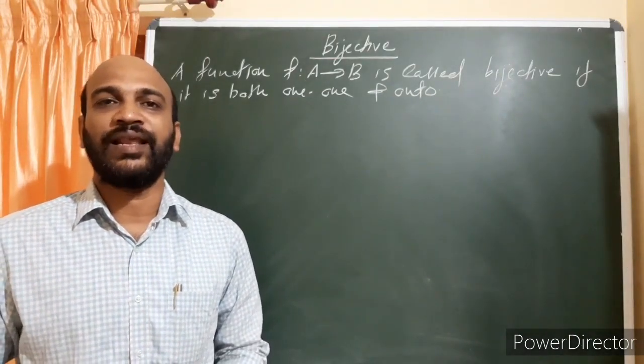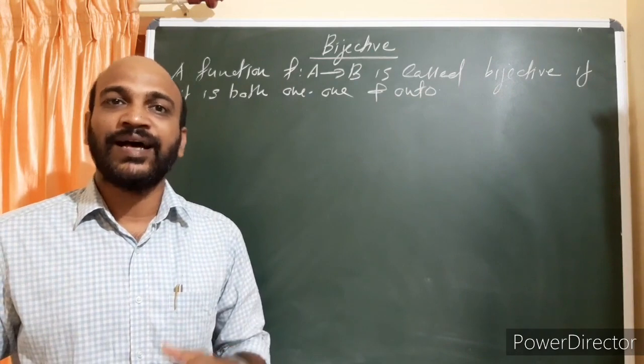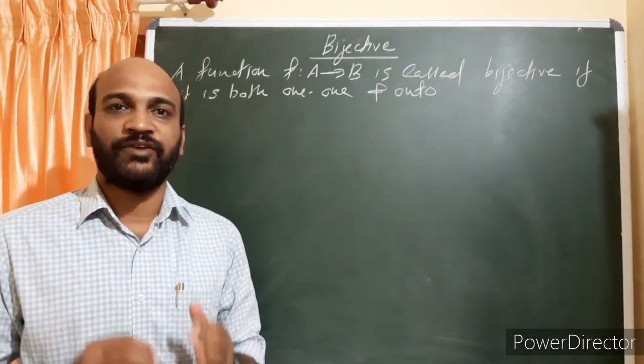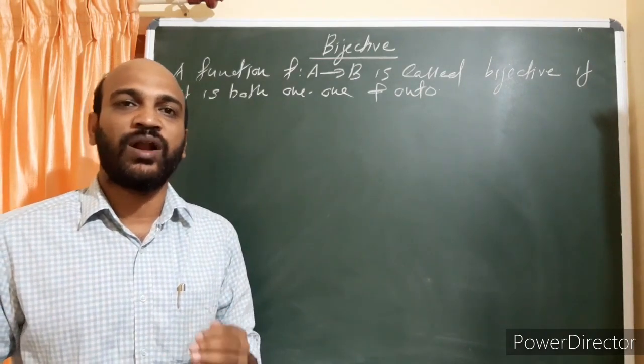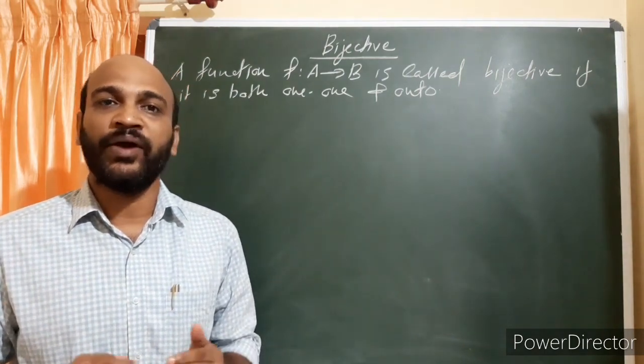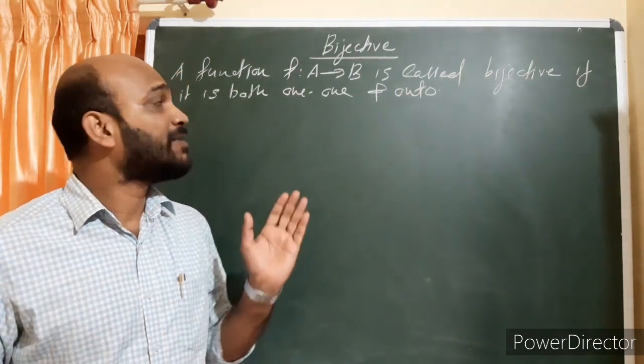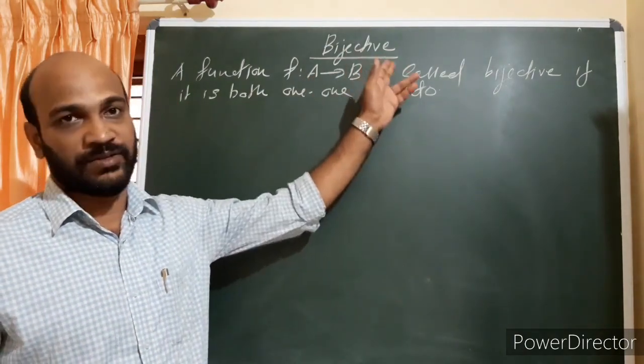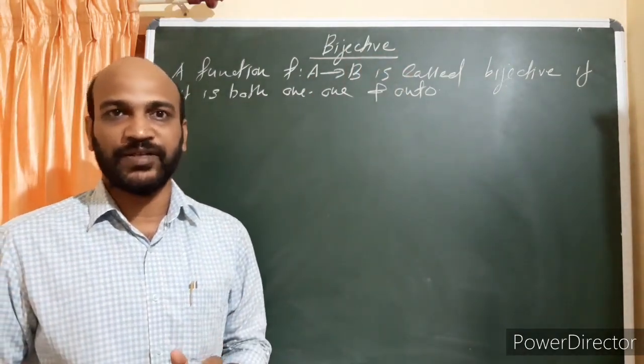Section 6 of relations and functions. In the last section, we discussed different types of functions like one-one functions and onto functions. In this section, we are going to study bijective functions. So first I will tell about its definition.